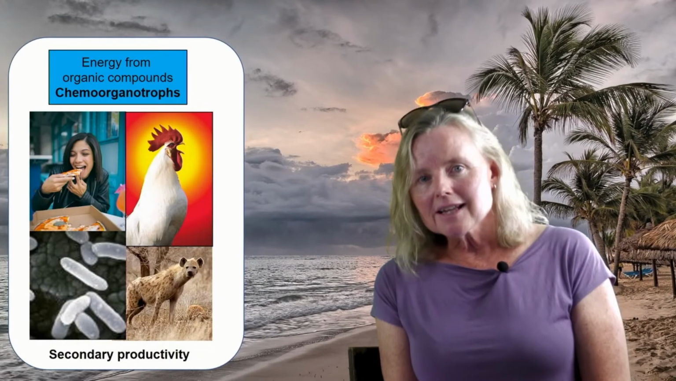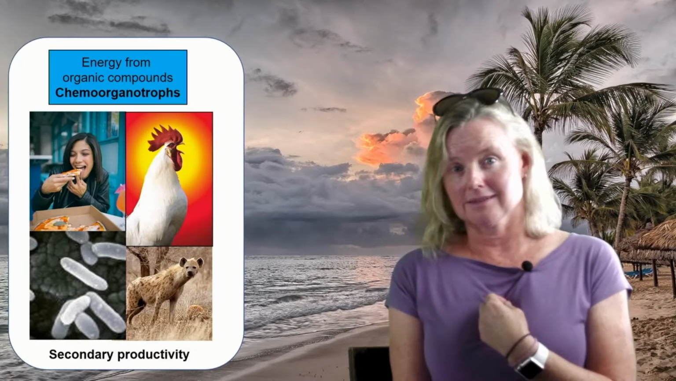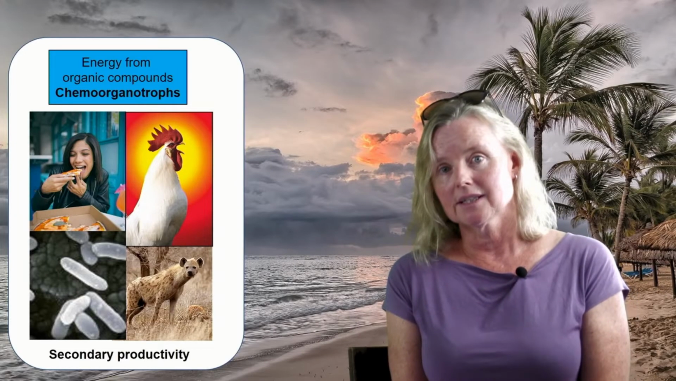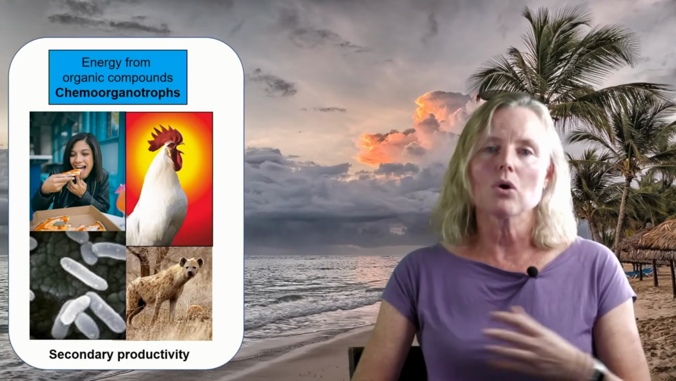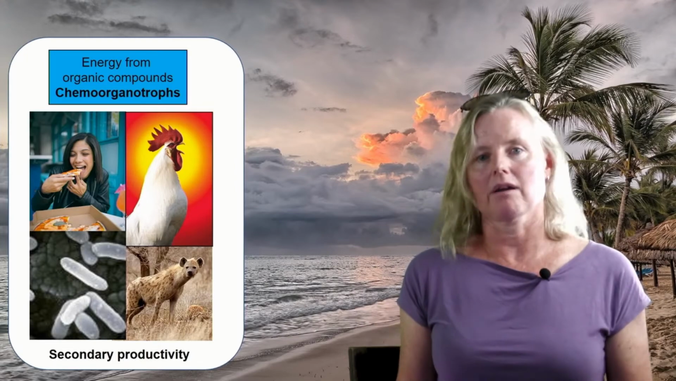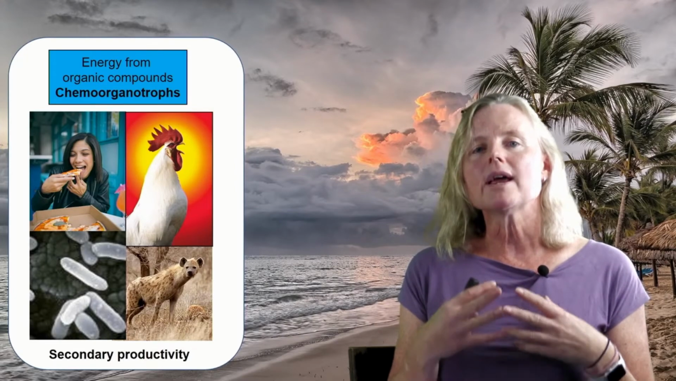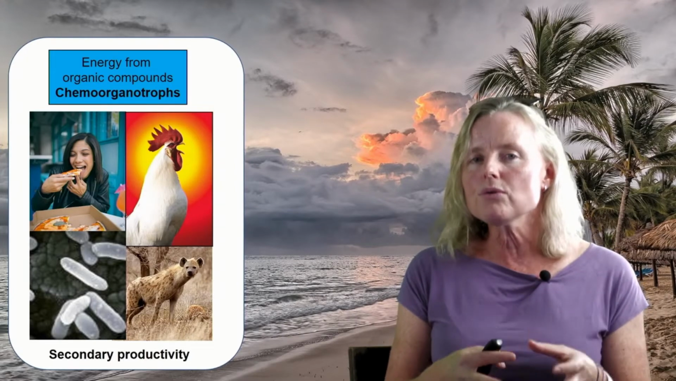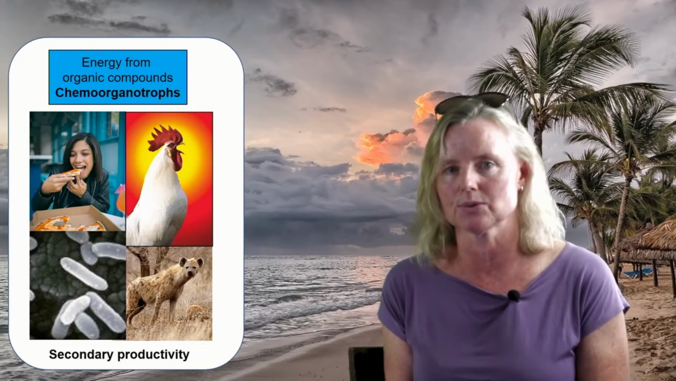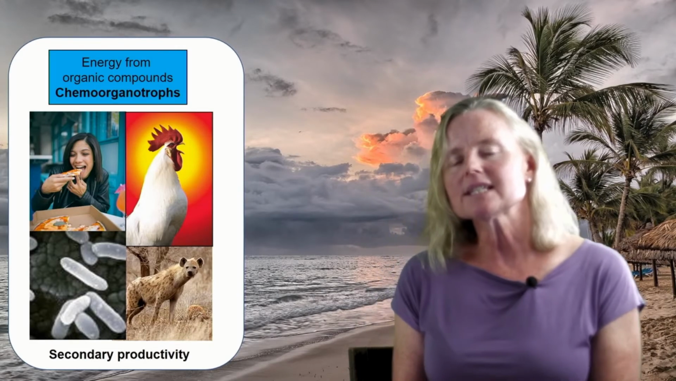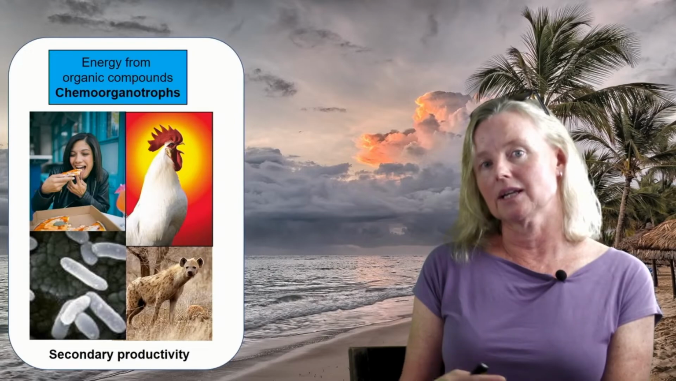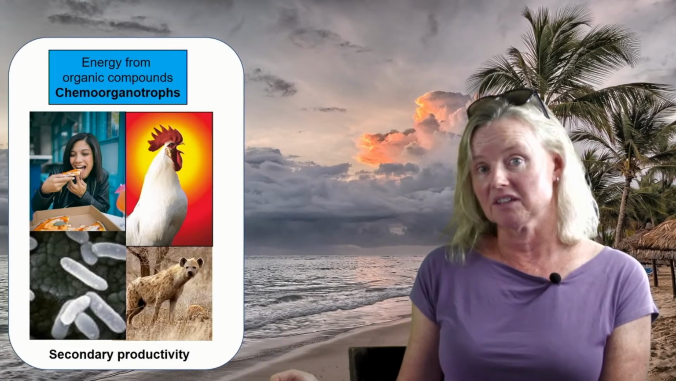So finally, there's the group like us, the chemoorganotrophs. They are essentially most animals and many microbes, and they use ready-made organic carbon both for their energy and carbon source. So this is essentially what results in our secondary productivity.